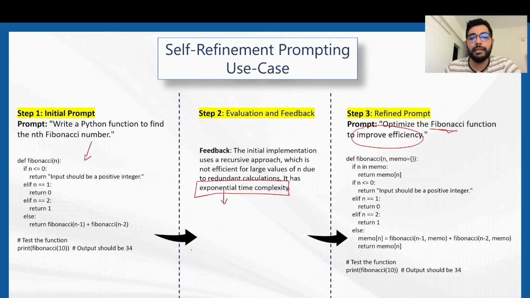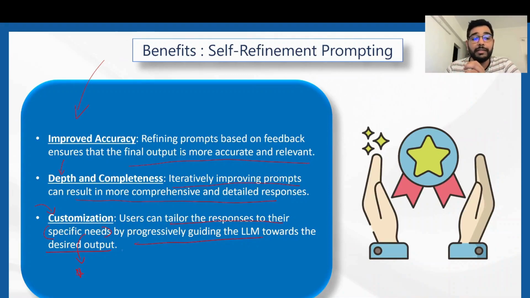The other customization that could have been done over here was if someone wanted not time complexity, but wanted the first function to be more memory efficient. We could have given that specific memory efficiency as the refined prompt. This is what is meant by customization based on the specific needs of the user.